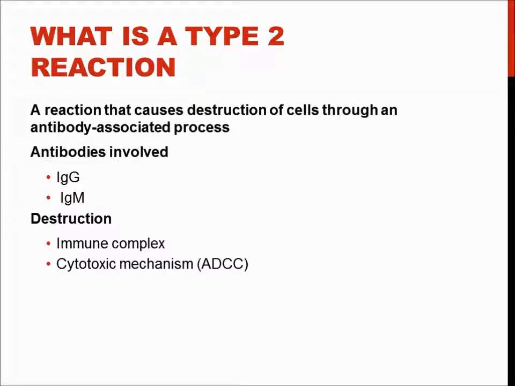So what exactly is a hypersensitivity type 2 reaction? Well, it's a reaction that causes destruction of cells through an antibody-associated process. Well, what does that mean? Well, we basically have 2 antibodies, IgG and IgM, that initiate destruction of cells through an immune complex or through a cytotoxic mechanism. For the immune complex, I'm referring to the classical pathway, and for the cytotoxic mechanism, I'm referring to antibody-dependent cell-mediated cytotoxicity.